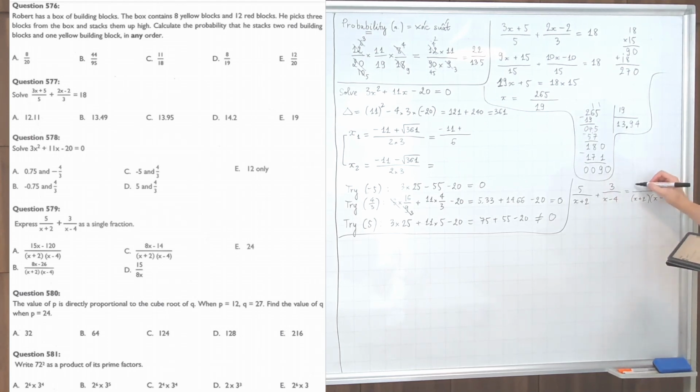And this one will be 5 times x minus 4 plus 3 times x plus 2, isn't it? And then what do you have?